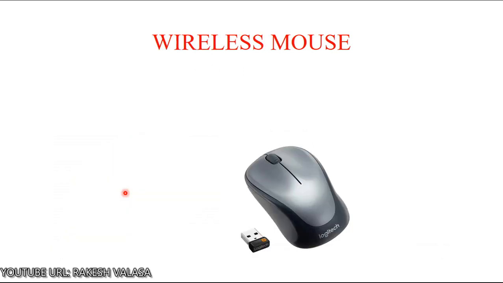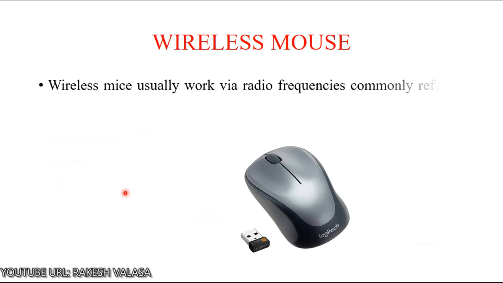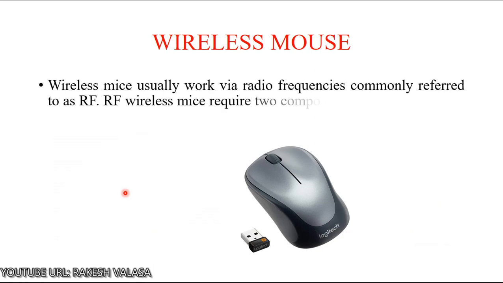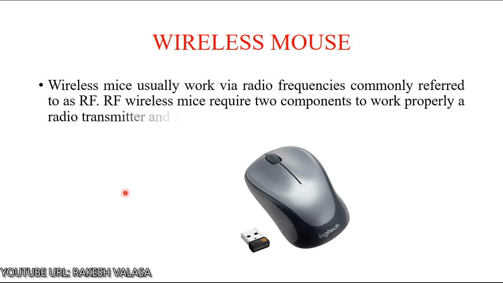The last one is the wireless mouse. Wireless mice usually work via radio frequencies, commonly referred to as RF. RF wireless mice require two components to work properly: a radio transmitter and a radio receiver.